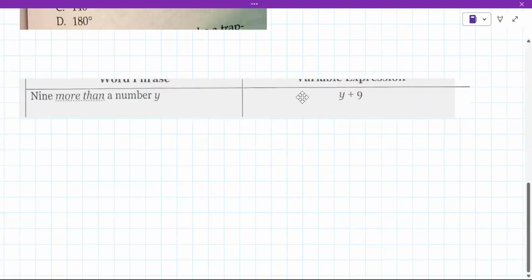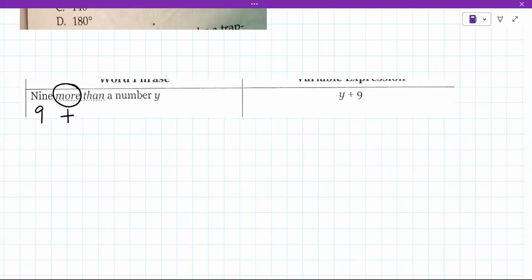All right, let's look at an example here. It says 9 more than a number. The word more always means addition. And obviously the number 9 is there. So 9 more means 9 plus, or plus 9, because you can do addition in any order. You want to associate the word more with plus. It's like a vocabulary thing.